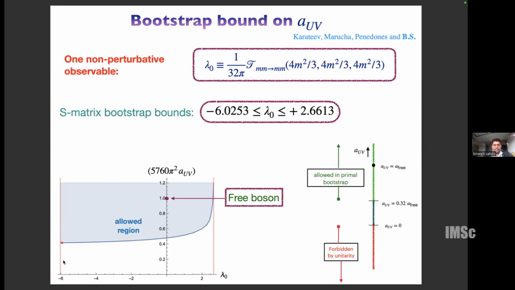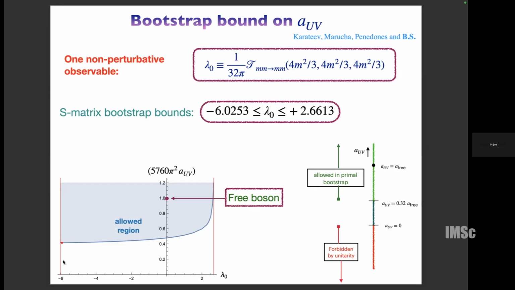And for such a scattering process, one can see that the minimum of the A UV is bounded. Earlier it was known, just from unitarity of the Komargodski-Schwimmer argument, that it has to be greater than or equal to 0. But now, under the assumption of this gapped spectrum, we can say that it has to be greater than 0.32 times A free, so there is a gap. We also played in various ways with the scattering amplitudes in the bootstrap.